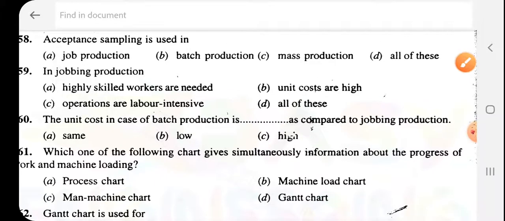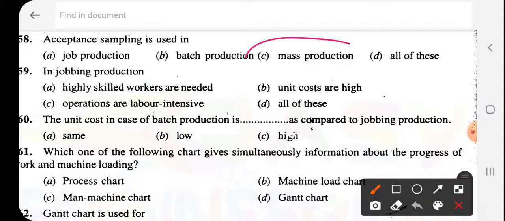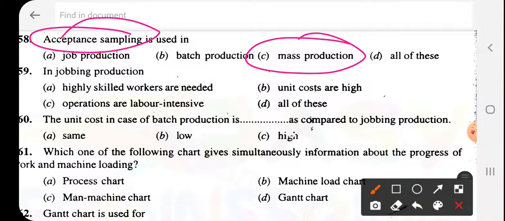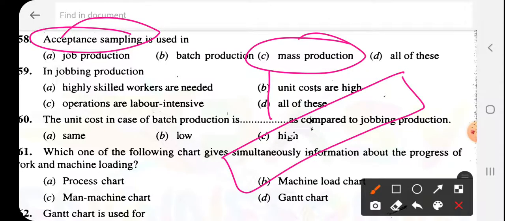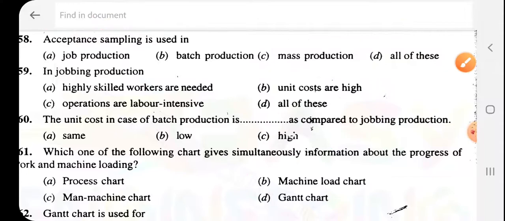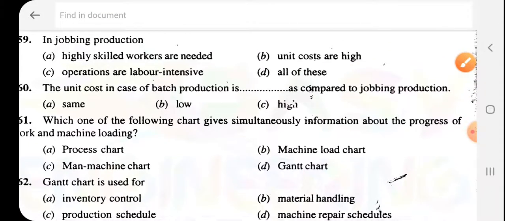Acceptance sampling is used in mass production. Okay, acceptance sampling means suppose mass production makes 1,000 product units. Out of 1,000 units, 10 items will be checked, and if those 10 are okay, then all 1,000 will be accepted.